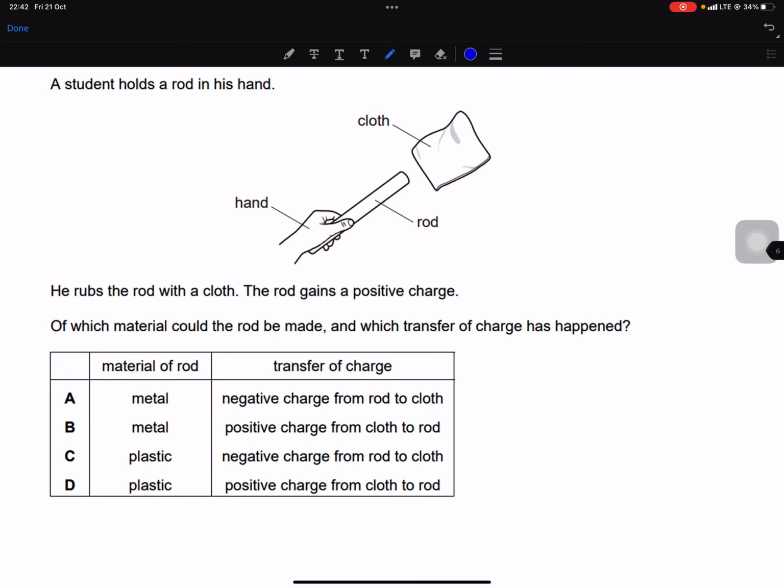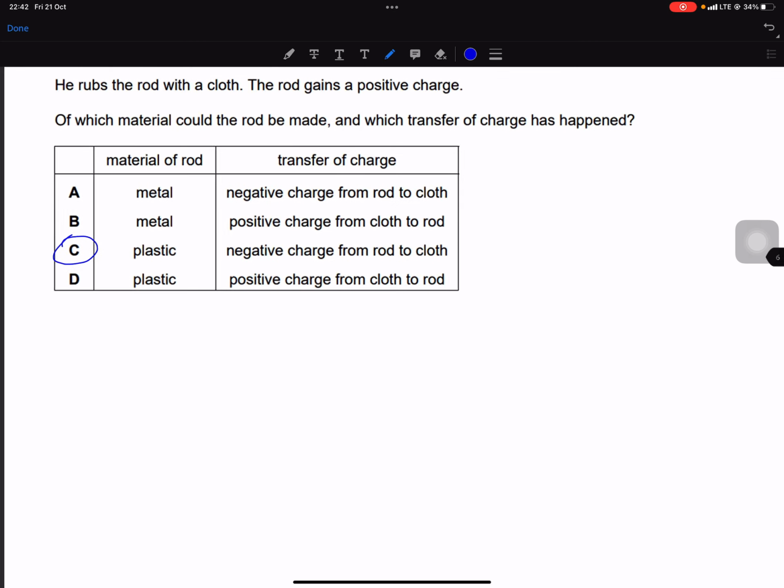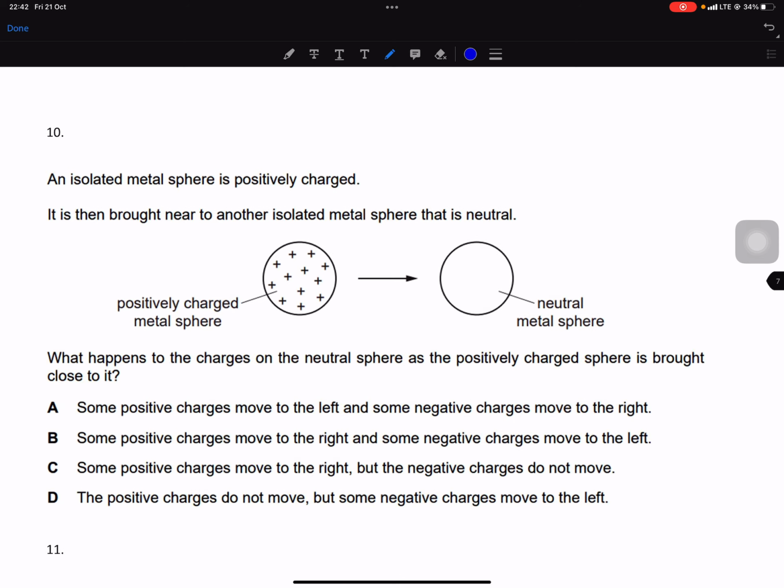Question number 9. A student holds a rod in his hand. He rubs the rod with a cloth. The rod gains a positive charge. Again, rubbing happens with insulators, so it's plastic. Transfer of charge, negative charge from rod to cloth. Okay, that's why the rod becomes positive. And I think you got used to it. The questions, I think, are the same.